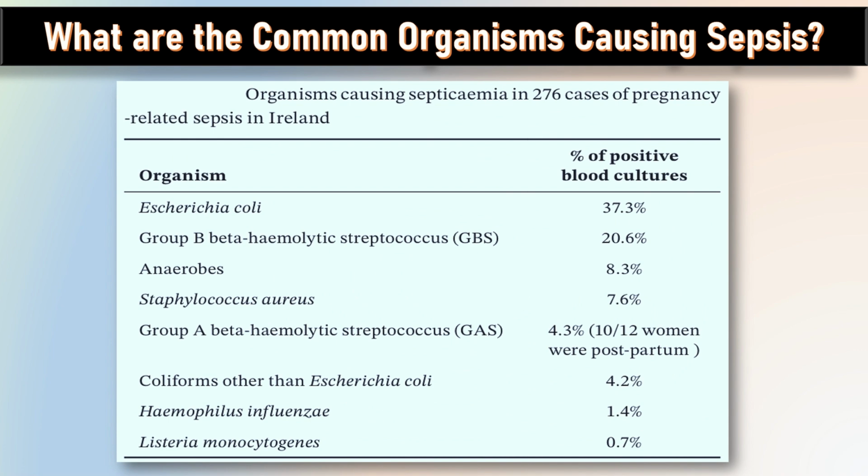What are the common organisms causing sepsis? Those include E. coli, Group B hemolytic streptococcus, anaerobes, Staphylococcus aureus, Group A beta hemolytic streptococcus, coliforms and other E. coli, Haemophilus influenzae and Listeria monocytogenes.